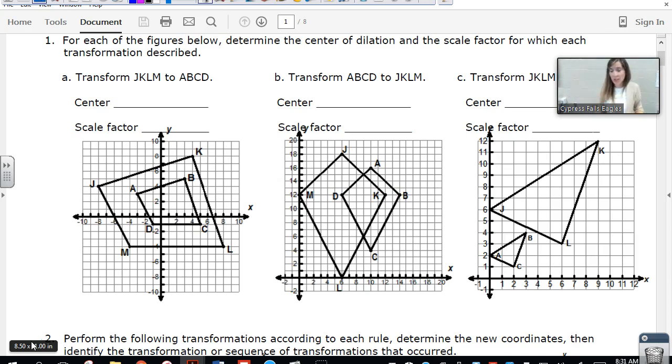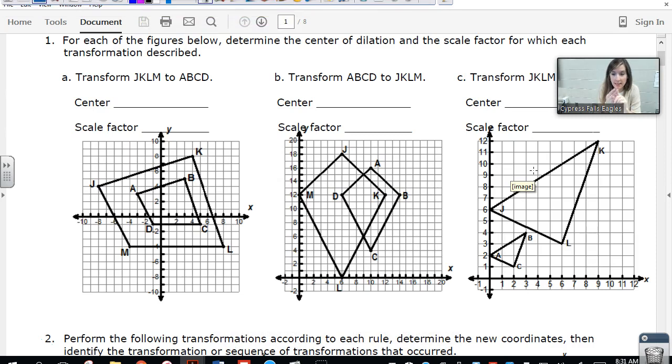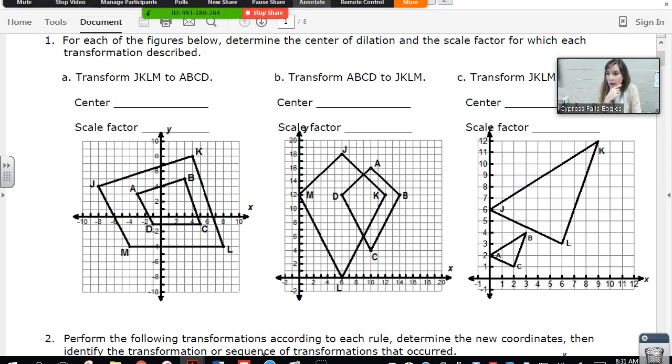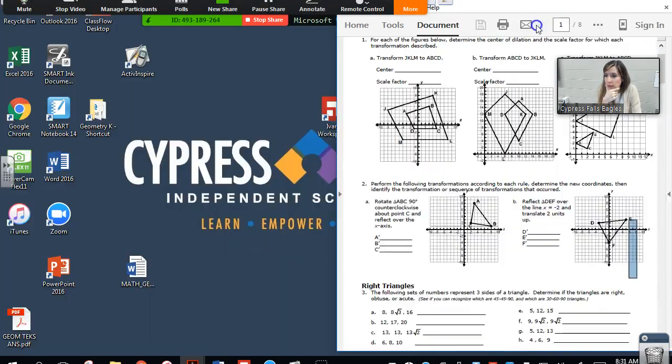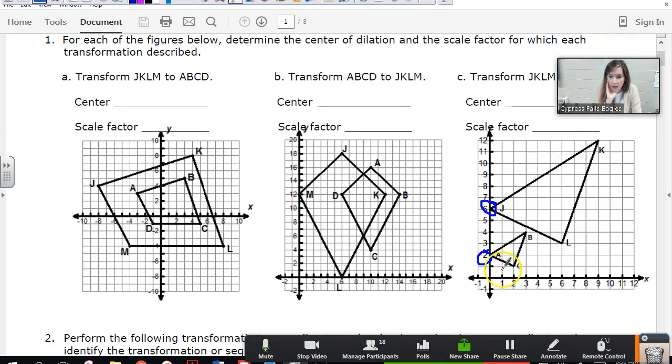If the center of dilation is not 0, 0, so which of them had a center of dilation of 0, 0? C. Okay. So C, you could use the sides or you could use the vertices to find the scale factor. For example, I could just use the 6 and the 2. And I could do second over first, 2 over 6, and it becomes 1/3. Now I cannot do that for A or B because the center of dilation is not 0, 0.